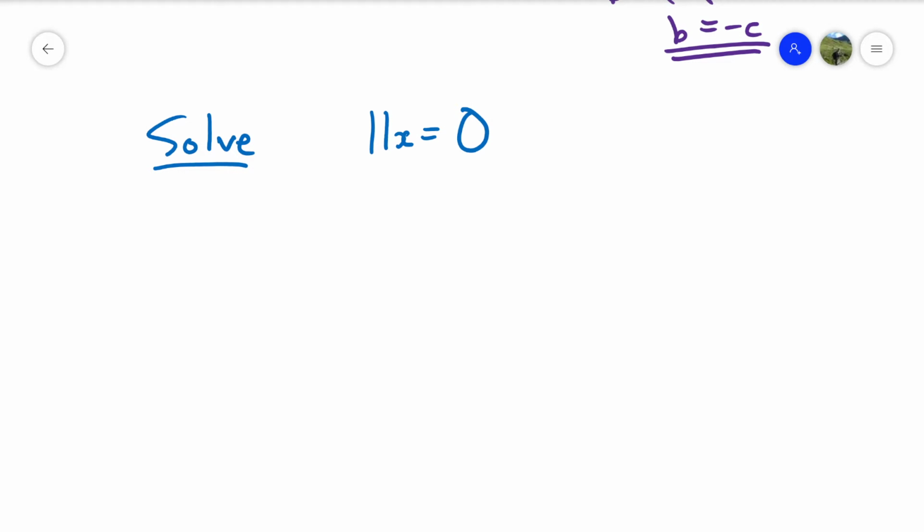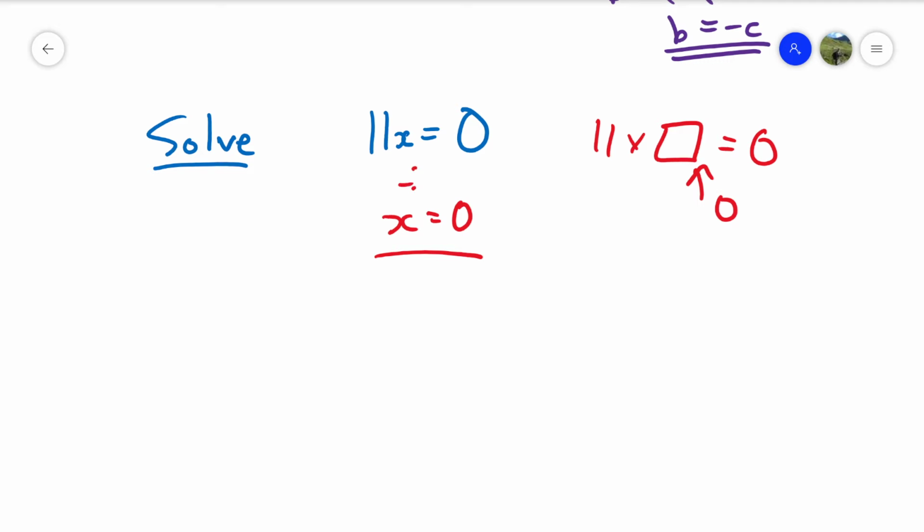And the answer is x equals 0. How do I know it? Well, one reason is because x times something is 0. Obviously that is 0. Well, you might have divided both sides by 11. I'm never super keen on doing that because I kind of feel like you can do it by inspection. But horses for courses. Right, next question.